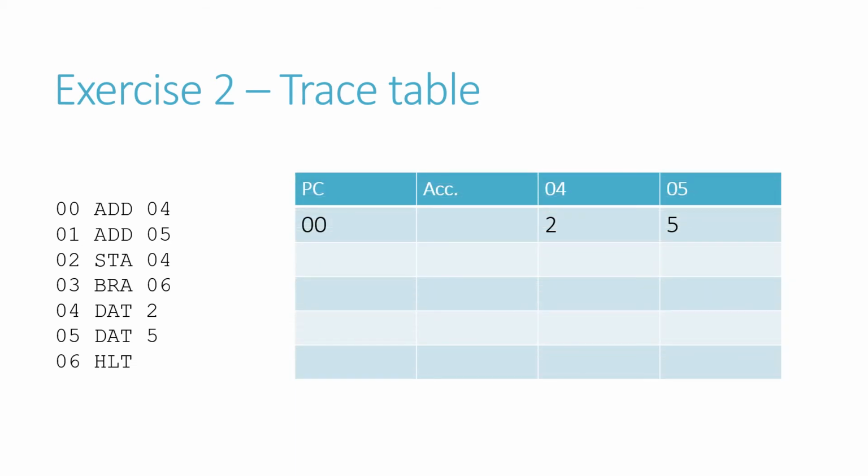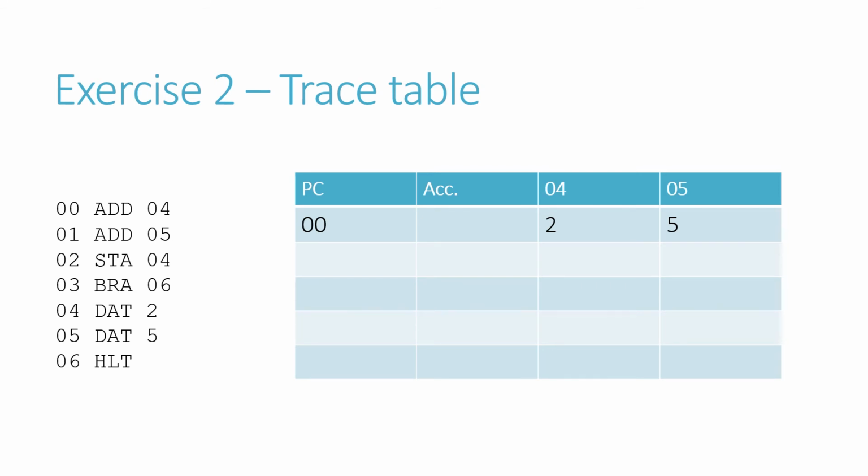When we create a trace table to go with a Little Man Computer program, we have to have a column for the program counter and the accumulator, and for every numbered memory location that stores data. So PC, that's the program counter, the accumulator, and locations 4 and 5. At the start the program counter is pointing to location 0, and locations 4 and 5 are storing the values 2 and 5. So let's go through this program now.